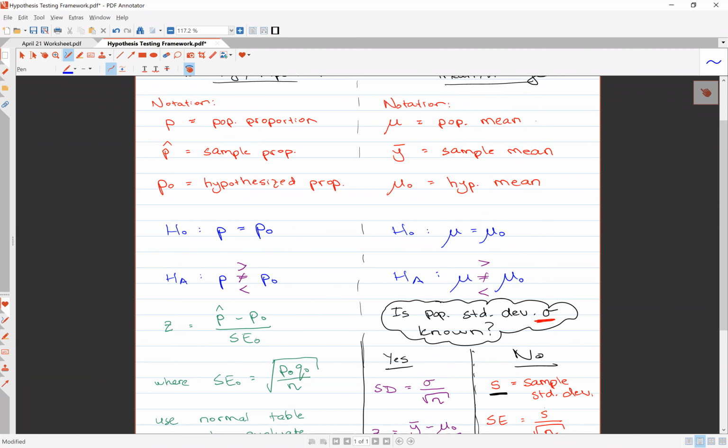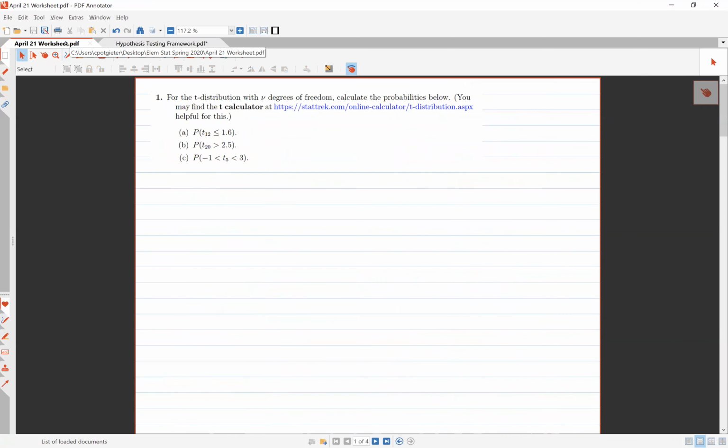Now, let's move across to our examples for today. And the first example we're looking at is just going to deal with calculating quantities related to the t-distribution. And I think because everyone is working from home and not everyone has the same calculator, the easiest resource I found for doing this is actually a website.